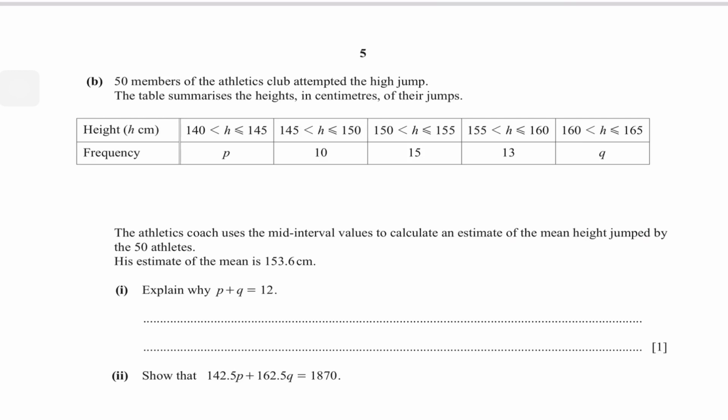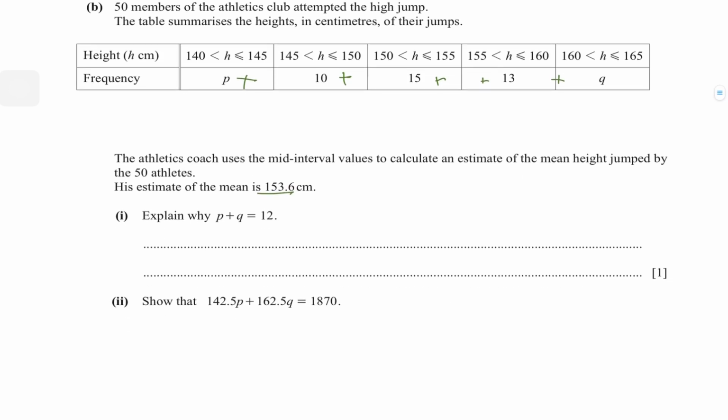Okay, let's see. So if I want to explain why P plus Q equals 12, that's fairly simple. I'm going to add these up, and I'm going to set it equal to 50. I don't necessarily have to use this piece of information. I can use that in the second part. So P plus 10 plus 15 plus 13 plus Q equals 50. So I'm going to add the numbers that I can.